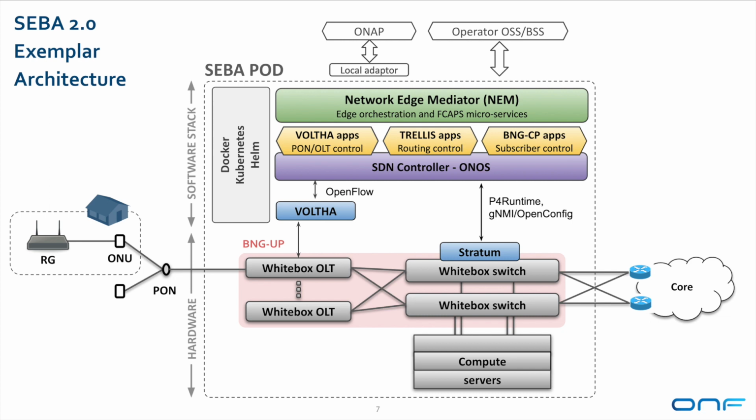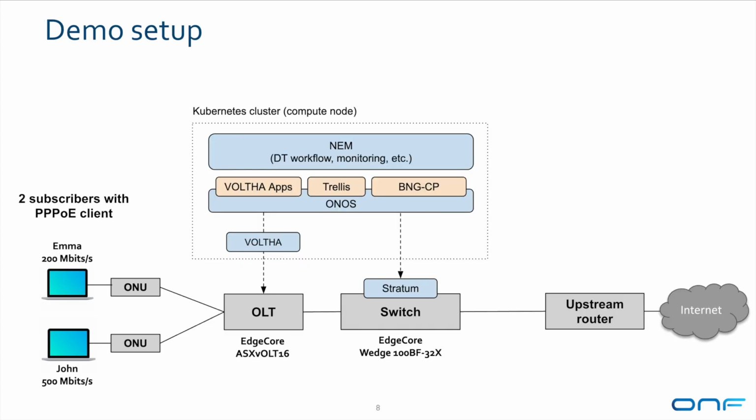Before moving into the demo, I want to show you the demo setup and the demo flow. So in this setup, we have one SEBA pod with one OLT and one switch, as well as two ONUs for two subscribers. We will call the subscribers Emma and John. We want Emma to be configured with a bandwidth profile of 200 megabits per second, and we want John to be able to access at 500 megabits per second.